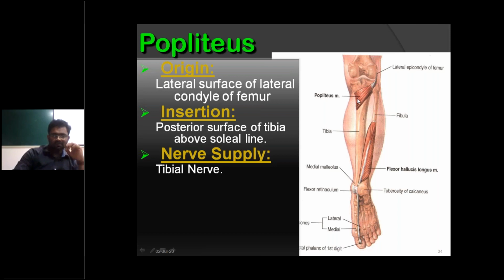Popliteus muscle. So, origin from three sources, inserted to the posterior surface of the tibia above the soleal line. The nerve supply: it is supplied by the tibial nerve. The nerve arises from the tibial nerve in the popliteal fossa, passes deep to the muscle and supplies the popliteus muscle.